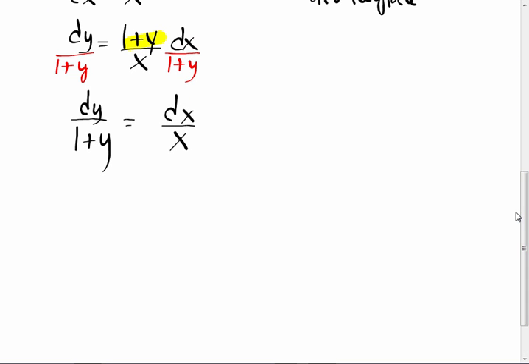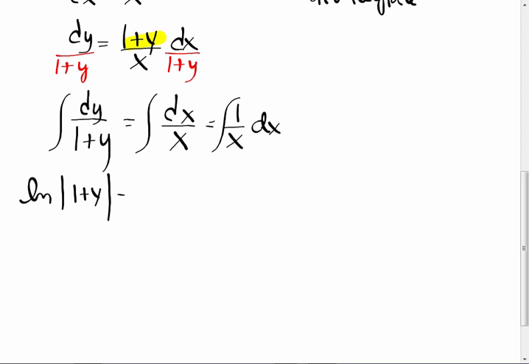Well, if I wrote this way, maybe you'll see it better. So what function is it? It's a natural log. If I had 1 plus y squared, you couldn't do it. So it's the natural log of absolute value of 1 plus y equals the natural log of the absolute value of x plus c. Is that okay, Declan? Yeah.